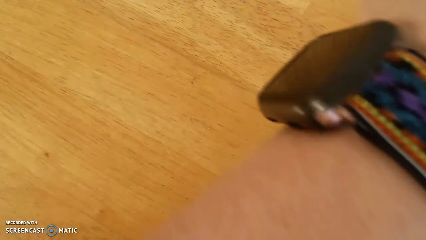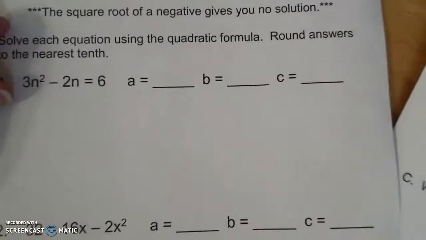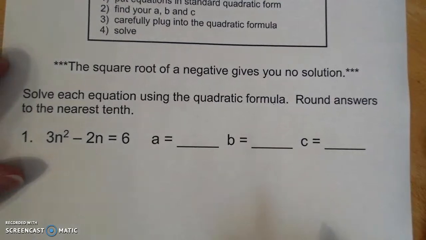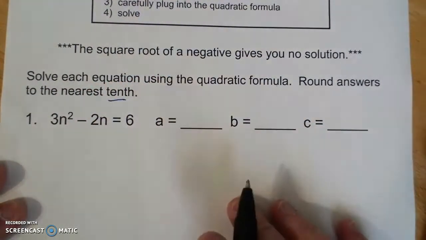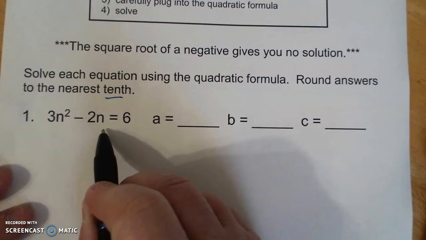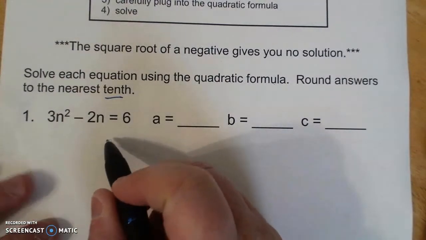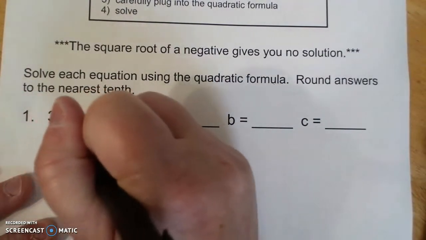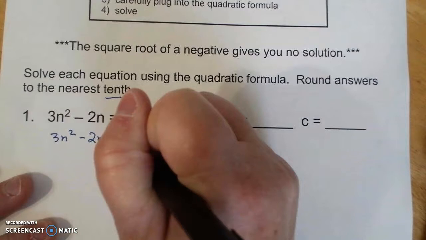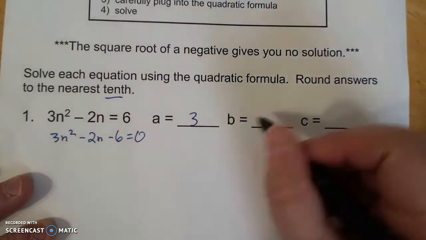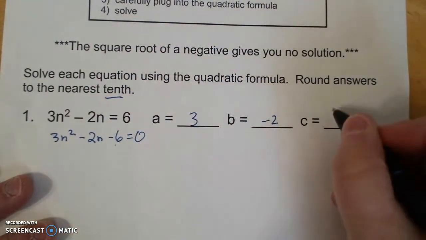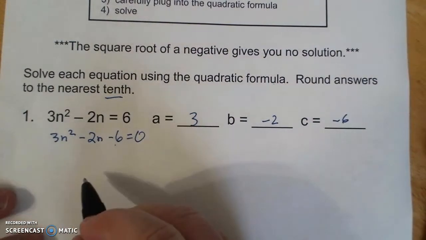So, here we go. We're going to solve each equation using the quadratic formula. Round answers to the nearest tenth. Okay? So, first of all, we notice that this is not equal to 0. So I do 3n squared minus 2n minus 6 equals 0. I identify my a as 3, b is negative 2, c is negative 6.